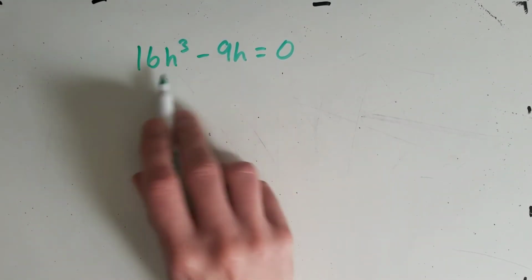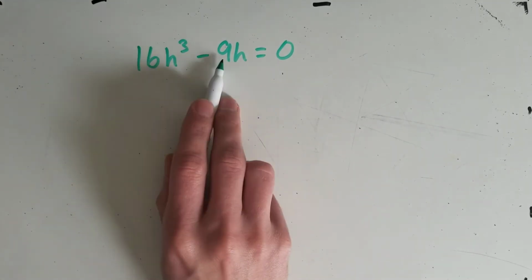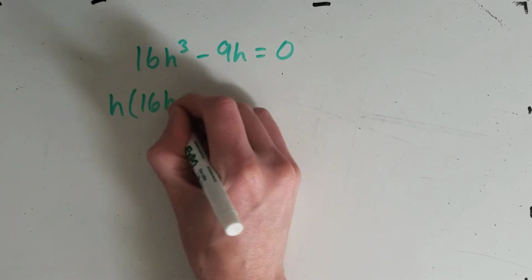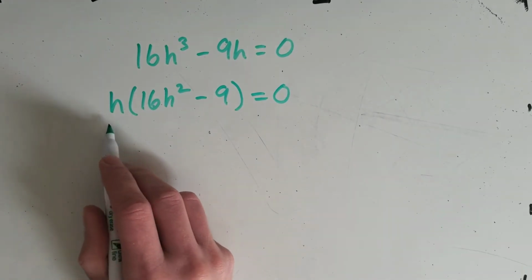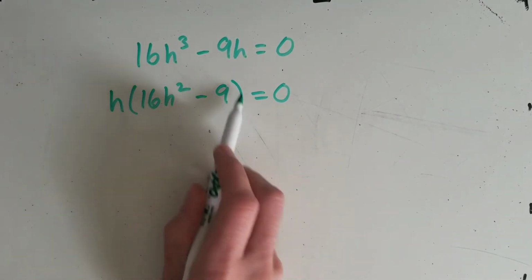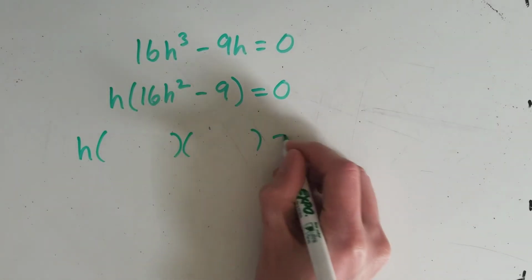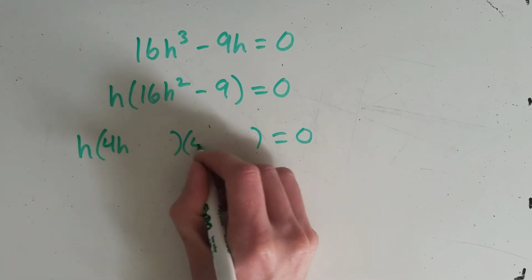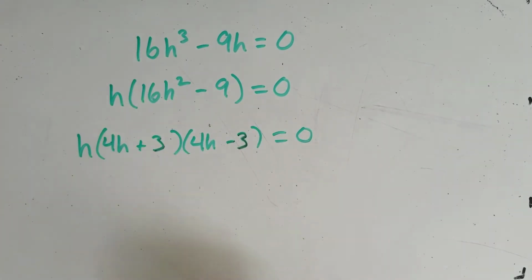So let's see. First thing we should look for, GCF. We have h's in common. Our coefficients, they don't have anything in common, so let's pull an h out. 16h squared minus 9 equals 0, and our h is out in front. Alright, so far we've factored out a GCF. Now we should recognize that this is a difference of squares here, so we can continue to factor. Square root of 16h squared, well that's 4h, so that's your a term. Square root of 9 is 3, so you're going to have a plus 3, and you're going to have a minus 3.